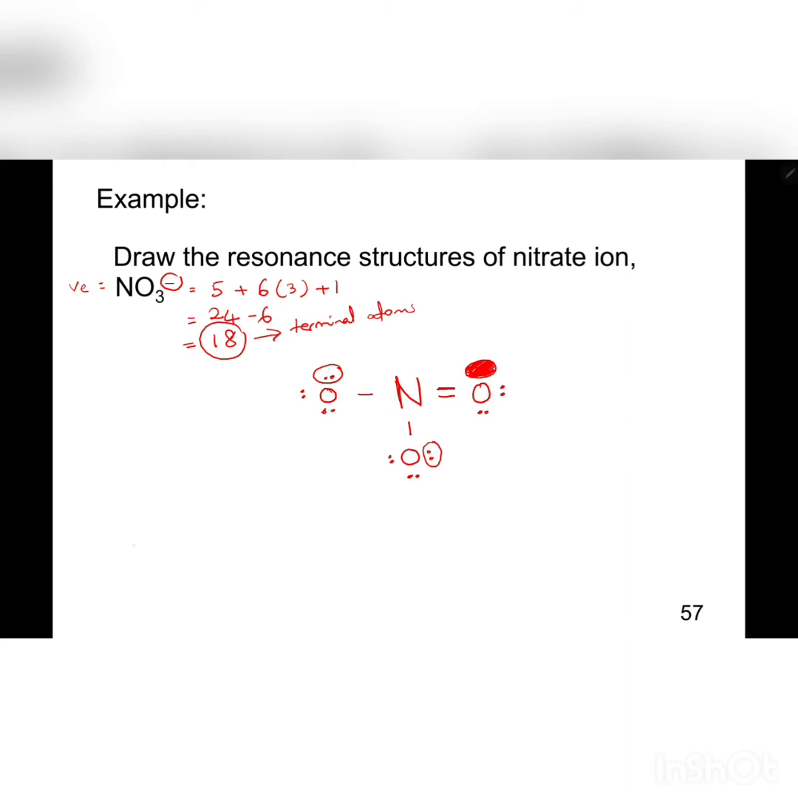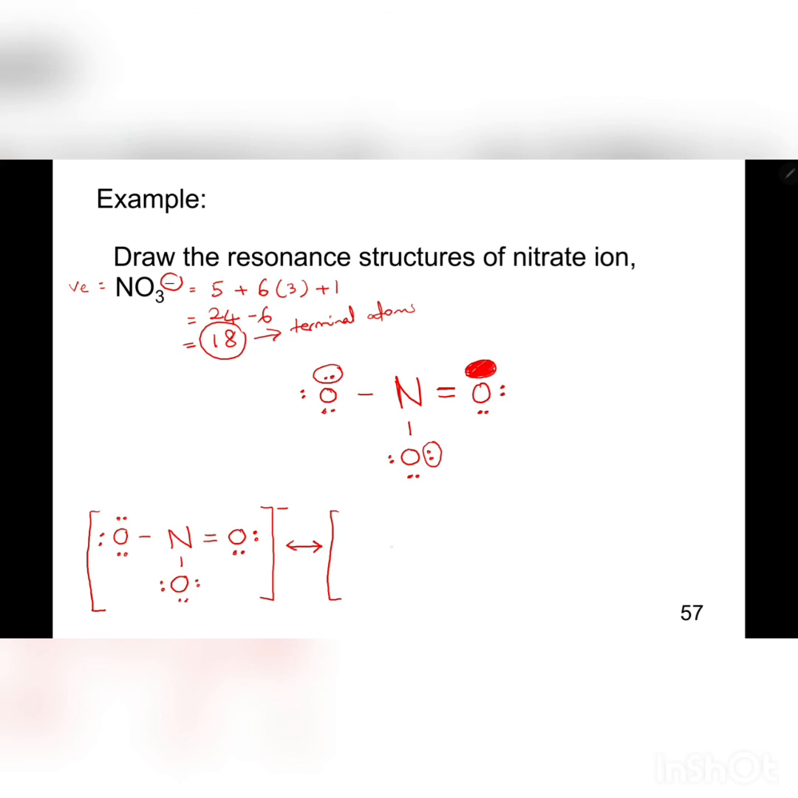Kita dapat yang ni. Katalah kita lukis balik N double bond. Tinggal 2 lone pairs, and then this oxygen has 3 lone pairs. Yang ni pun sama, masih lagi ada 3 lone pairs. This is the first structure of NO3 minus. Jangan lupa letak square bracket and -1 charge. Then a double-headed arrow to indicate that they are resonance of each other.